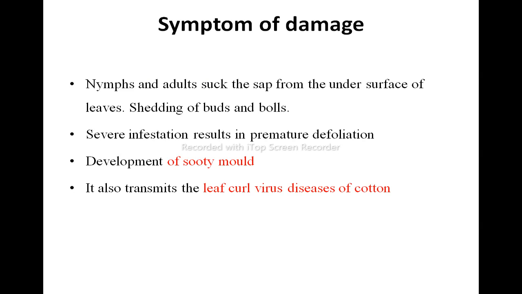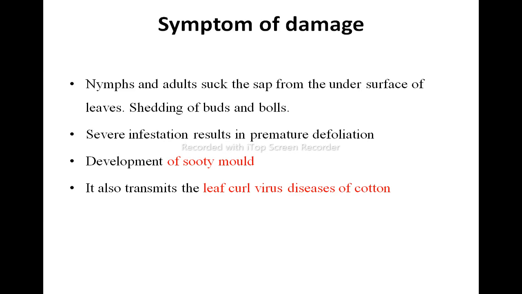Next, symptoms of damage, means which type of symptoms we can see on the cotton crop that is attacked by the whitefly. First symptom, the nymph and the adult suck the sap. As I told you, the hemipterans bear the stylet, and the stylet is a modification of the mandible and maxilla that is used only to suck the sap, or we can say juice, from the plant system. Because of that, shedding of the buds and bolls takes place.